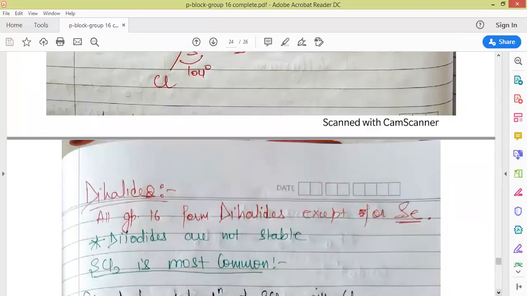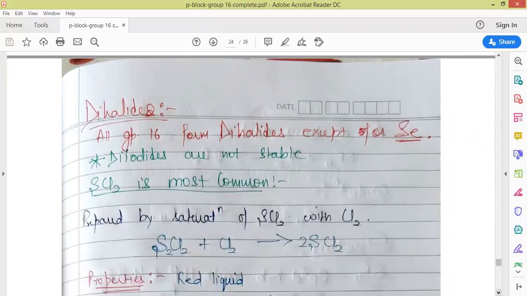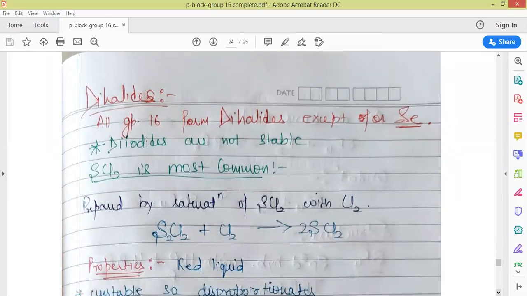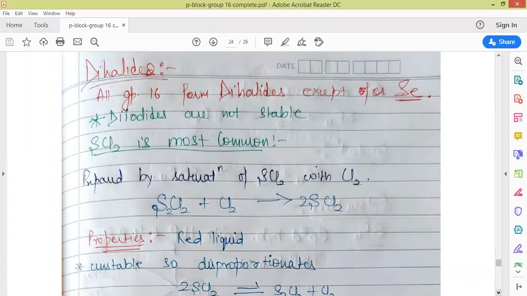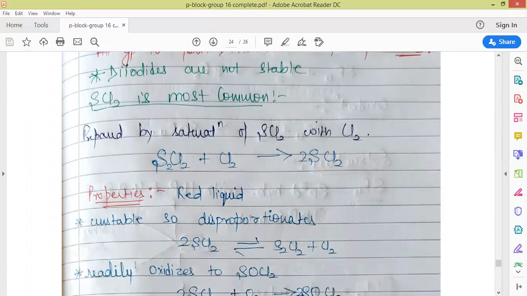Now coming to the dihalides, this is all about the monohalides. Next are the dihalides. All group 16 elements form dihalides except for selenium. Diiodides are not stable for any of the group 16 elements due to the bigger size of iodine. SCl2, that is dichloride of sulfur, is the most common dihalide out of the group 16 elements. So we'll be discussing its preparation and properties.